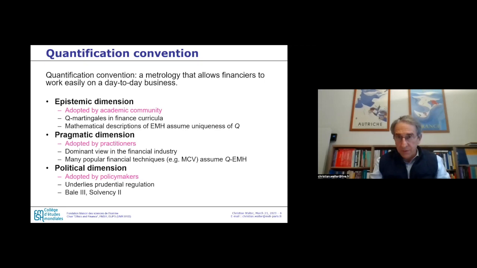The second dimension is a pragmatic one. That means that the shared knowledge is adopted by practitioners. If you are a trader or a quant or a fund manager, in your day-to-day practice, you will think about the markets by using the risk-neutral world. So if you want to have a debate or discussion with a philosopher who would like to ask you what is the topic in the EMH issue, you will think about the issue by using the Q world. So this pragmatic dimension means that the epistemic view of EMH is adopted by everybody on markets. And it became a dominant view in the financial industry.